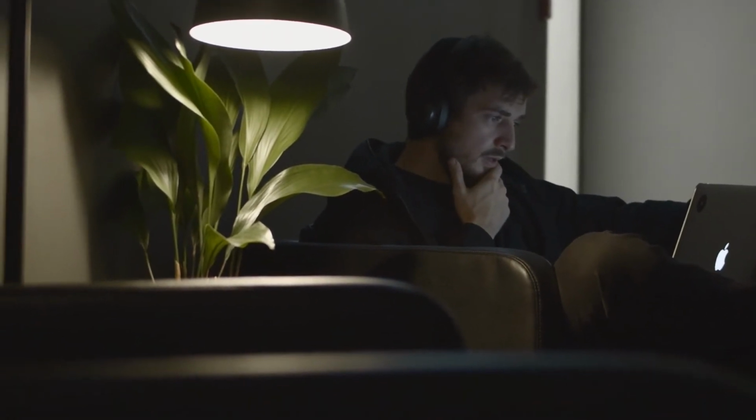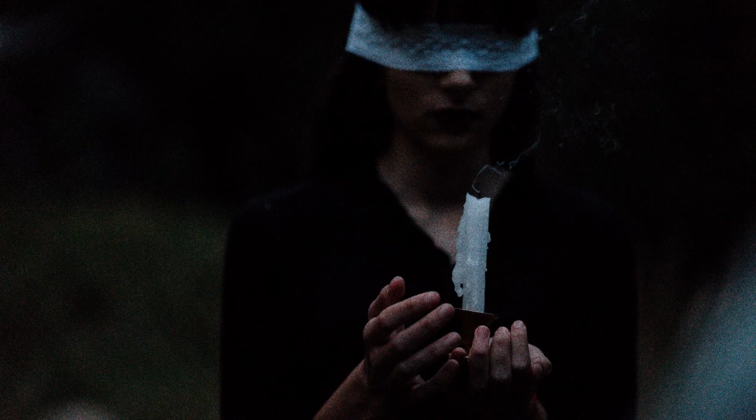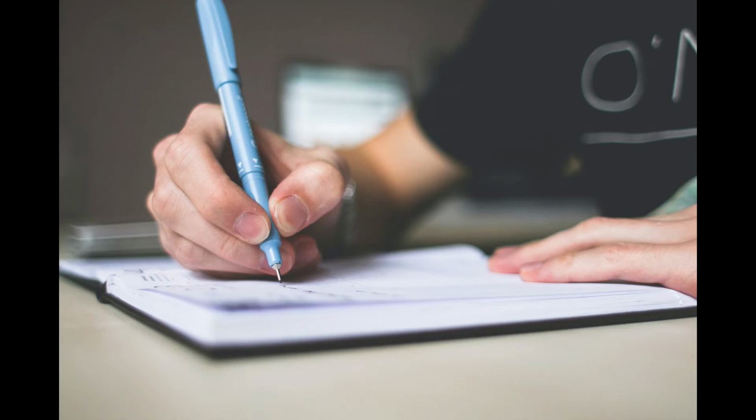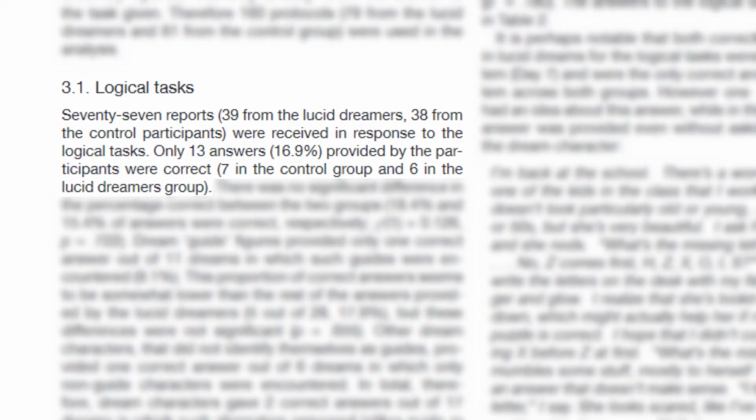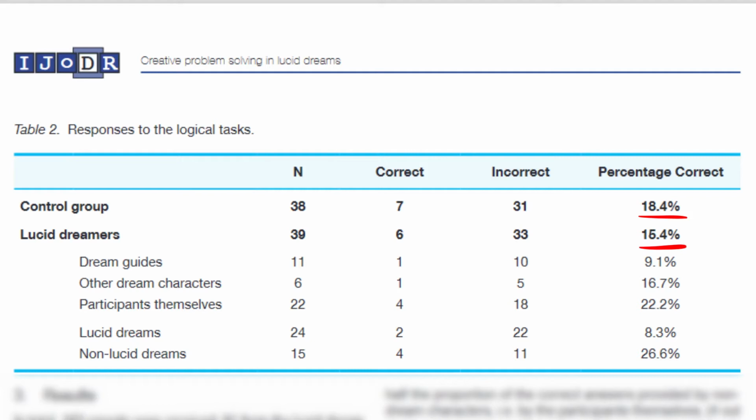before going to sleep. Lucid dreamers were asked to meet a guide in their dreams who would be all-knowing and provide an answer to their problem, while non-lucid dreamers were simply asked to write down their dream when they woke up. Interestingly, with logical tasks, only 16.9% of the participants of both groups had correct answers to the logical puzzles, with the control group doing only 3% better than lucid dreamers.